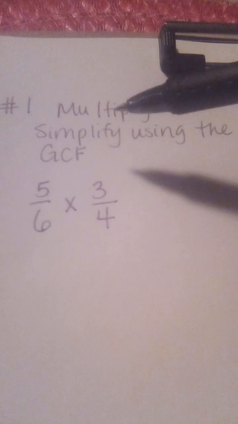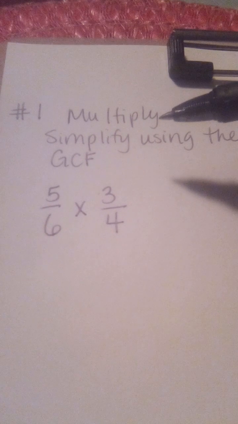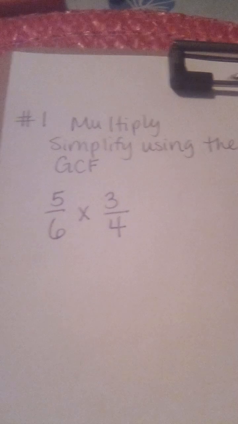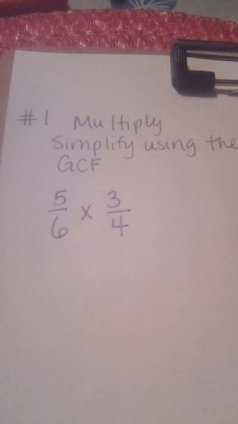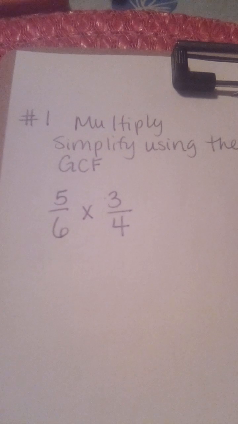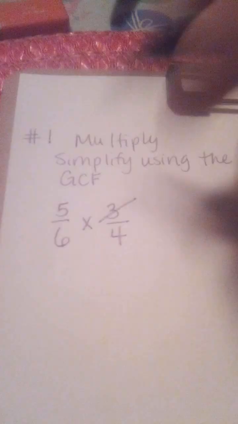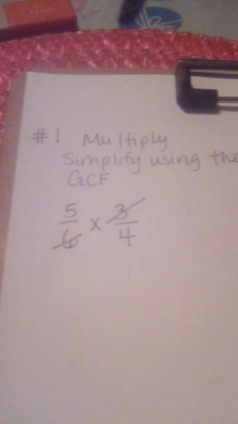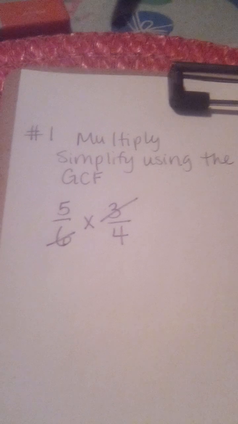We have simplifying using the GCF. 5/6 times 3/4. First question: are there any numbers that we can reduce right off the bat? Yes. Which ones? The 3 and the 6. Very good. So I'm going to cross out the 3, cross out the 6. Which number would divide both the 3 and the 6?